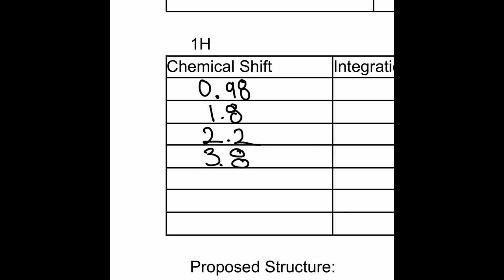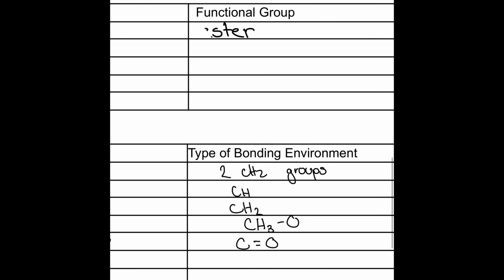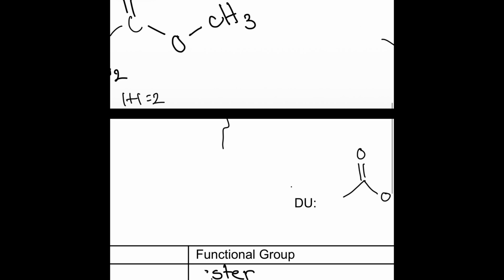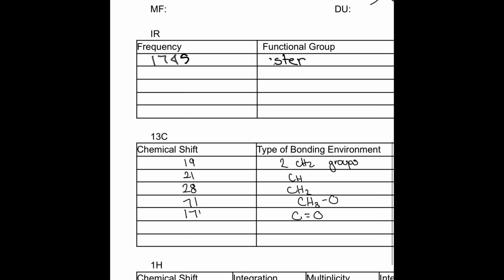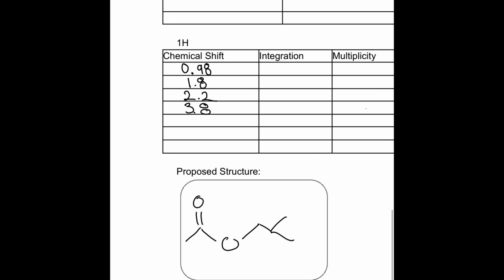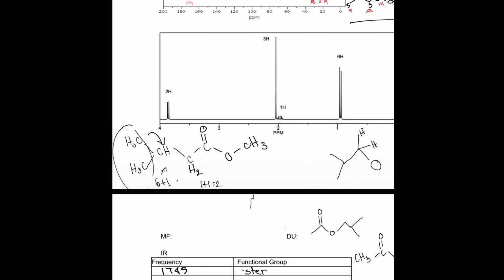And so now we can consider integration. At 0.98, the integration is 6. At 1.8, the integration is 1 with only one hydrogen there. At 2.2, integration is 3. And at 3.8, the integration is 2 with 2 hydrogens. That is just corresponding to what we see here in the proton NMR spectrum.